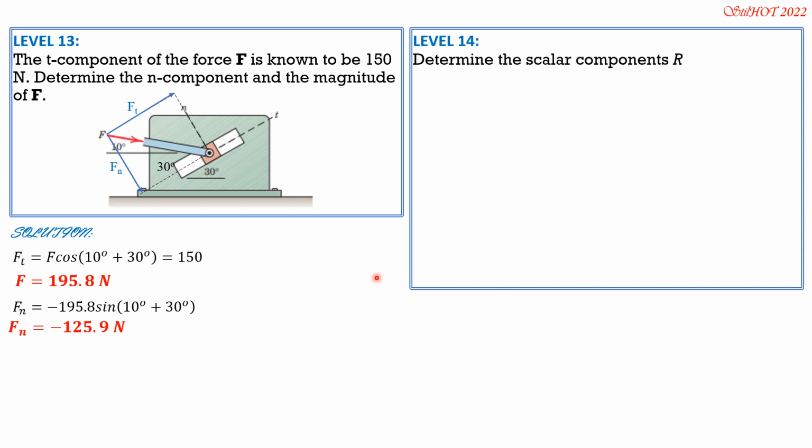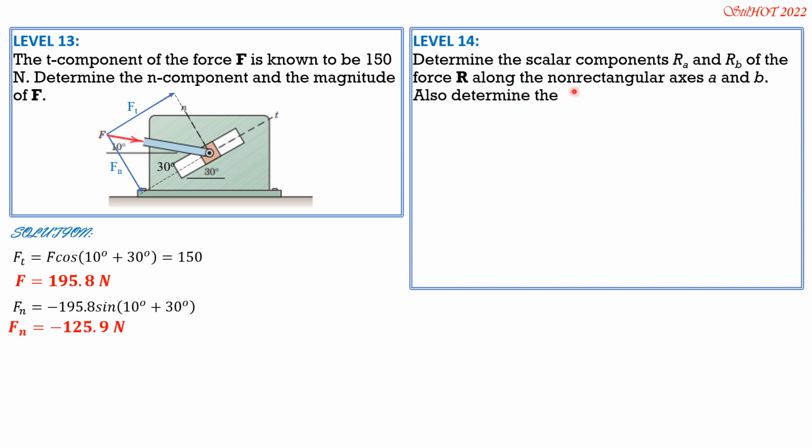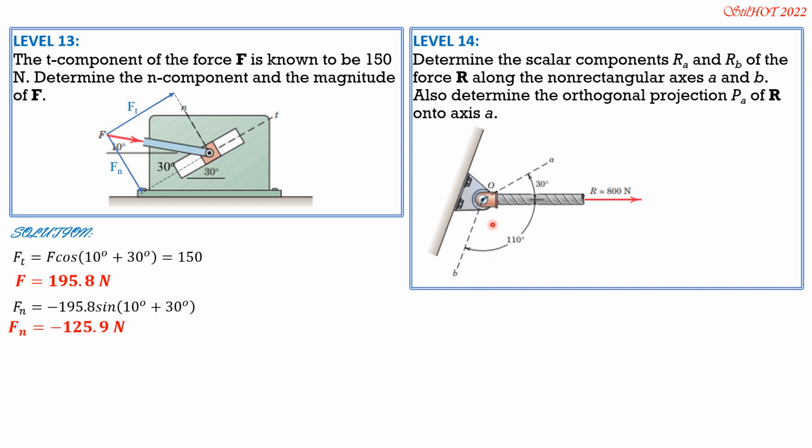Level 14, determine the scalar components R sub A and R sub B of the force R along the non-rectangular axis A and B. So this time the axis A and B are not perpendicular to each other. So we have to use parallelogram law and the law of sines. Also determine the orthogonal projection PA of R onto axis A. The orthogonal projection PA of R is the component of R in the direction of the A axis, which will be presented later here. So this is the figure.